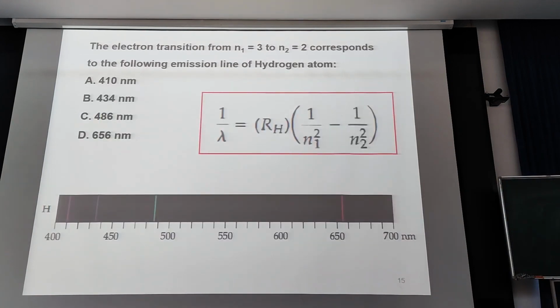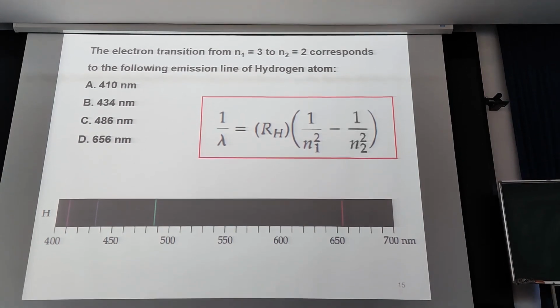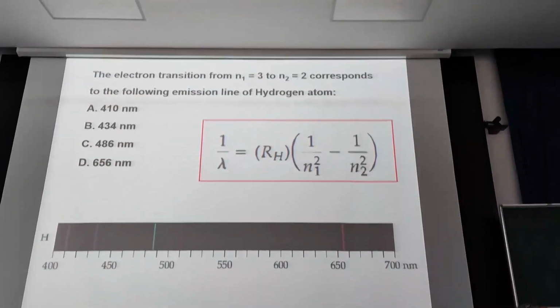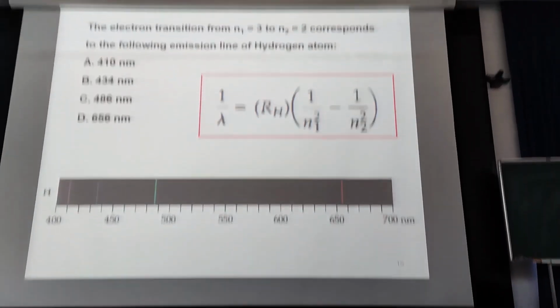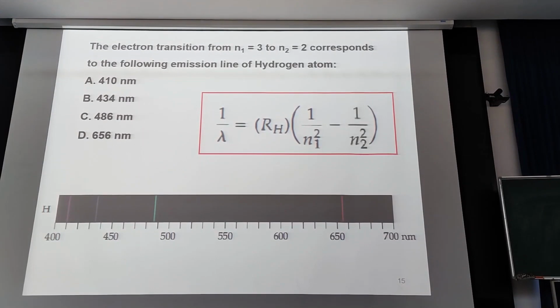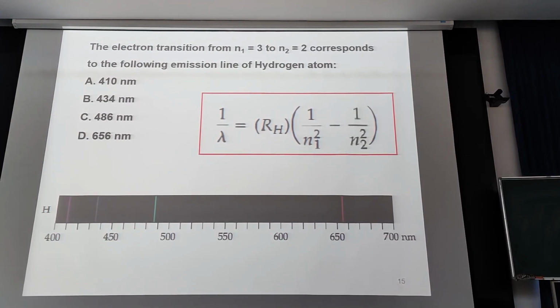So, 10 minutes already, we need to stop to go back. Here is the question. The electron transition from N1 equal to 3 to N2 equal to 2 correspond to the following emission line of hydrogen atom. Which one? A, B, C, D. Which one? Quick.